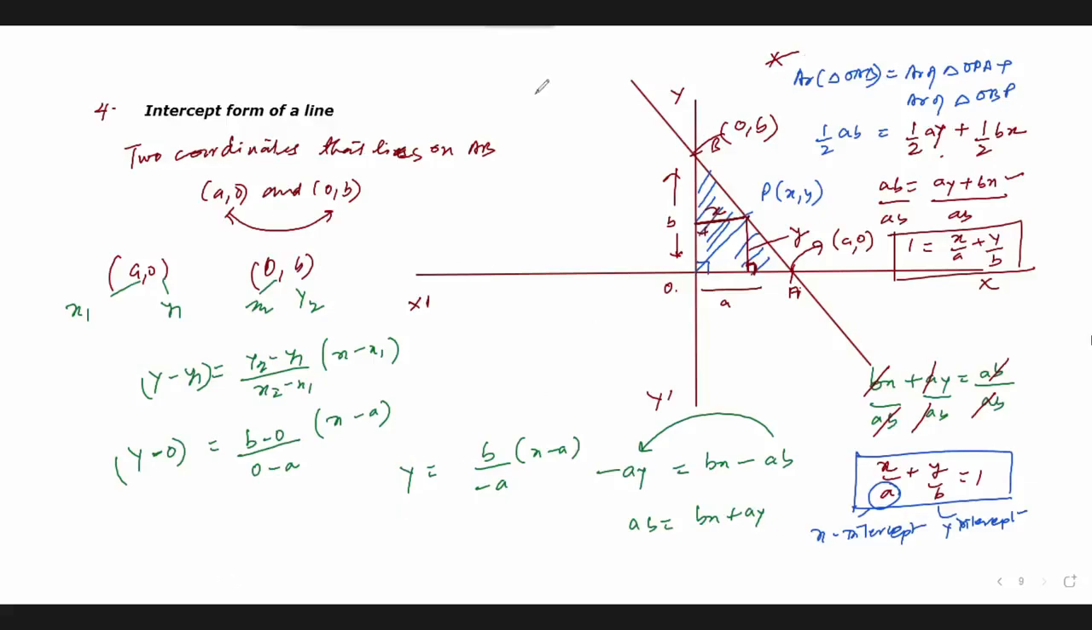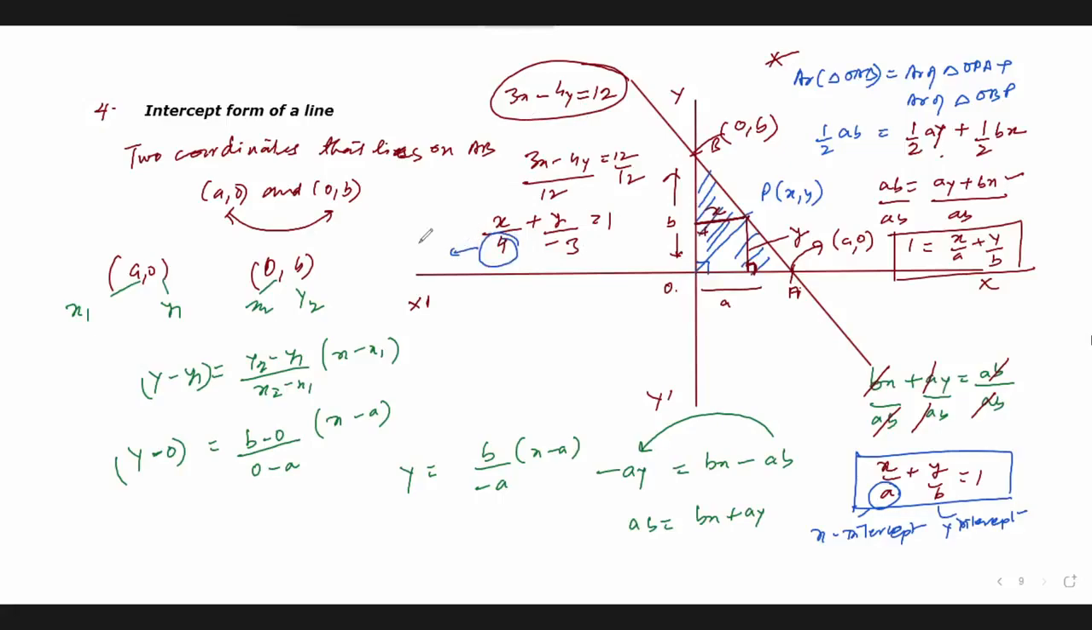Suppose I give you an equation 3x minus 4y equals 12 and I need to find the x-intercept and y-intercept. How will I find it? Take 3x minus 4y equals 12 and divide both sides by 12. This becomes x divided by 4 plus y divided by minus 3 equals 1. So this 4 is the x-intercept and this minus 3 is the y-intercept. So how will this line cut? As you can see, the x-intercept is 4, which is positive, and the y-intercept is minus 3, which is negative. So this line will pass like this.